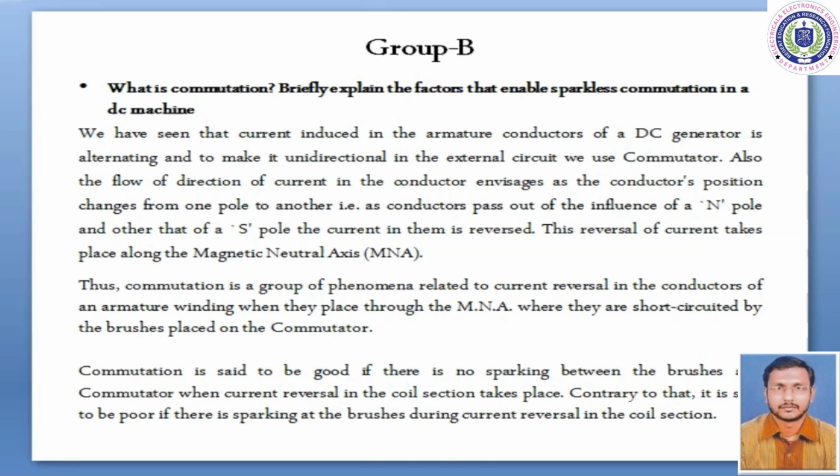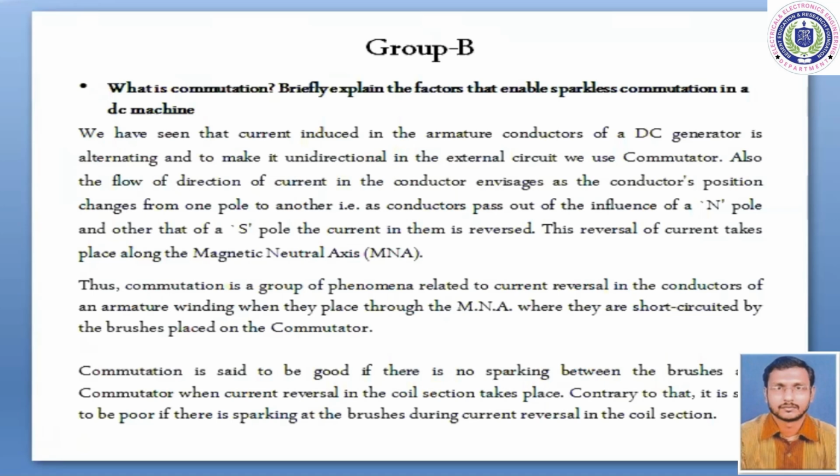Okay, and the time of short circuit is called the period of commutation. Commutation is said to be good if there is no sparking between the brushes and commutator when current reversal in the coil section takes place. Similarly, it is said to be poor if there is sparking at the brushes during current reversal in the coil section.